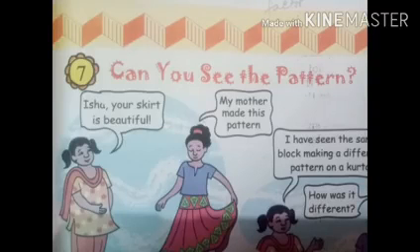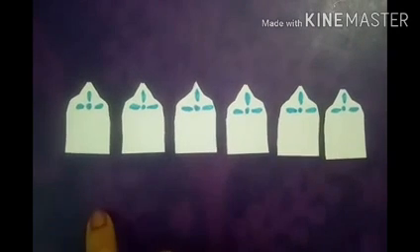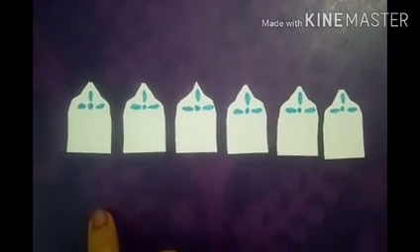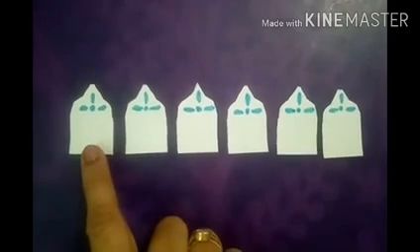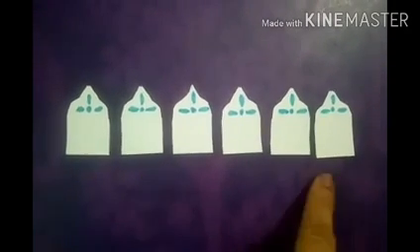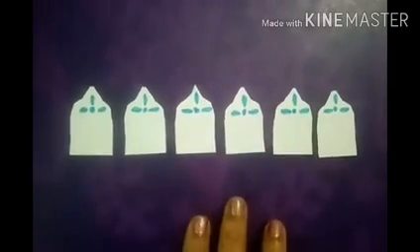Good morning, children. Today we are going to do chapter 7 of maths. Can you see the pattern? Before we start the chapter, let's try to make some patterns with a simple paper cutting. You can see some designs being kept here. Now each one is the same and each one is called a motif. Now all are kept in the same manner. So this is one pattern.